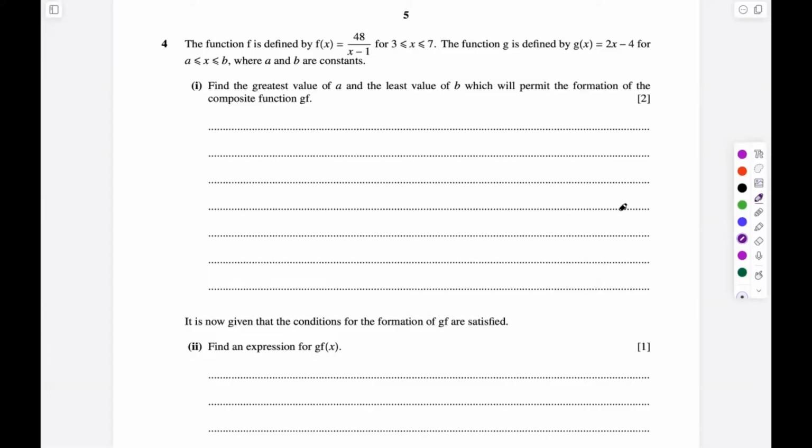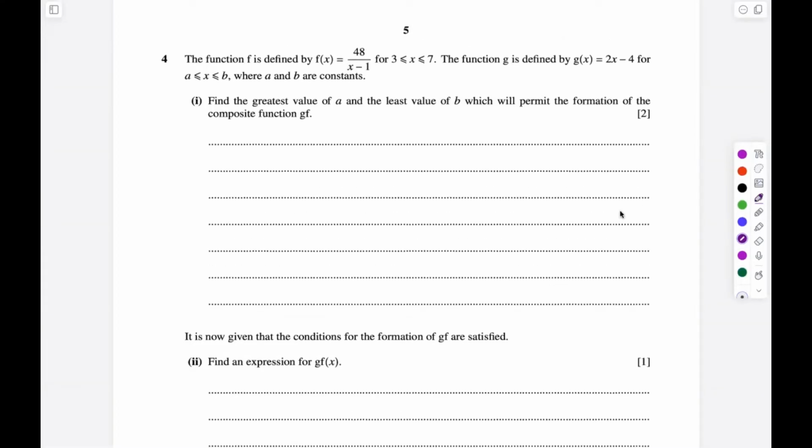In question 4, function f is defined by f of x equals 48 upon x minus 1 for x from 3 to 7. The function g is defined by g of x equals 2x minus 4 for x from a to b, where a and b are constants. We have to find the greatest value of a and the least value of b, which will permit the formation of the composite function gf.